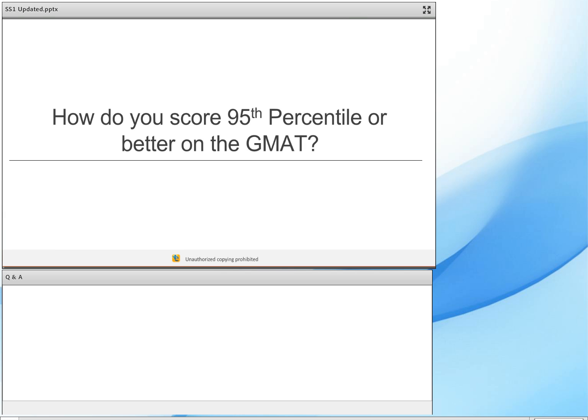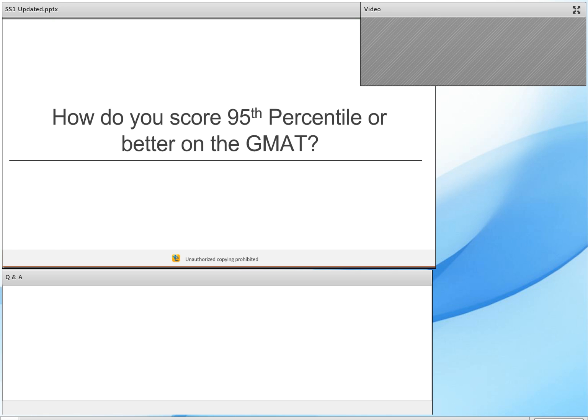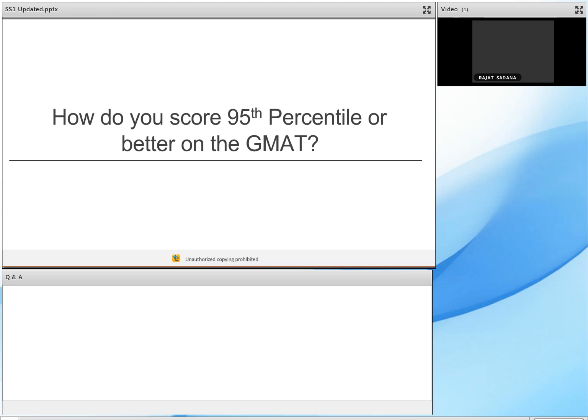First of all, the screen will have changed for you. The second thing is, you're going to see a presentation board which says how do you score 95th percentile or better on the GMAT. And the third thing that you're going to really see is a Q&A pod, or a question and answer pod, which is below the presentation pod. You should already be seeing all of that. Okay, here's my video.